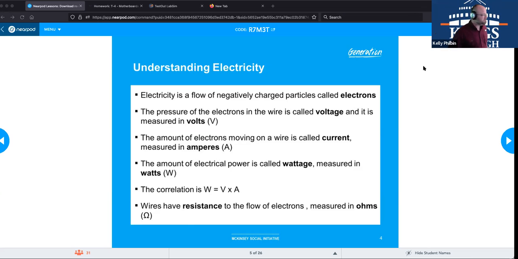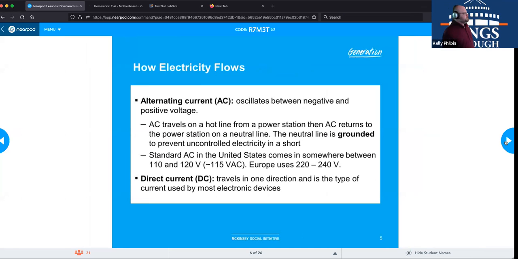So very good. All right, so how electricity flows. There are 2 different types, and depending on whether you're an Edison or Tesla fan, you might feel an affinity towards one or the other.